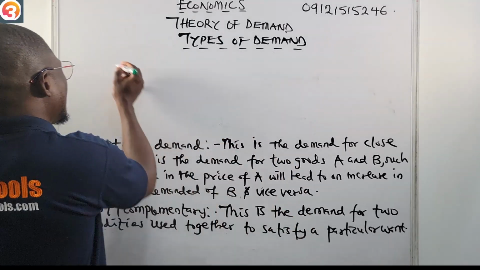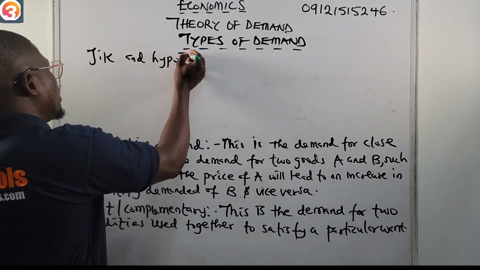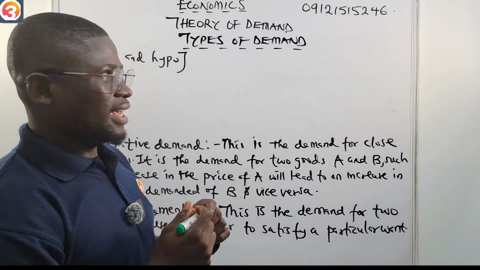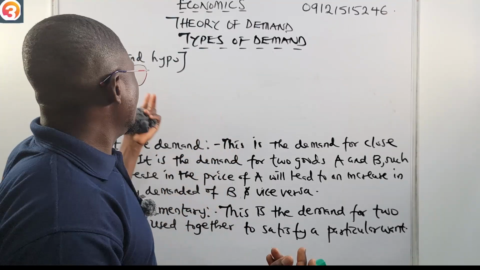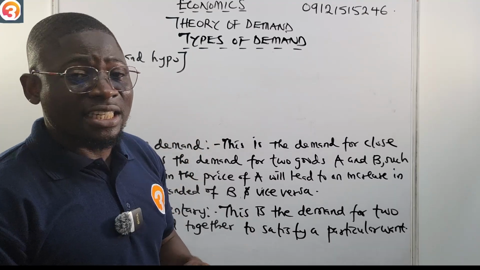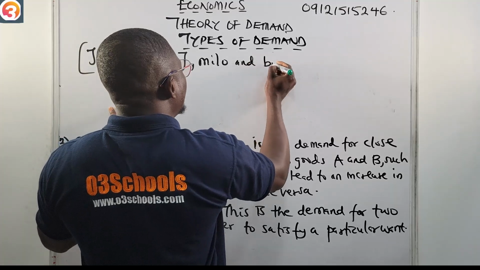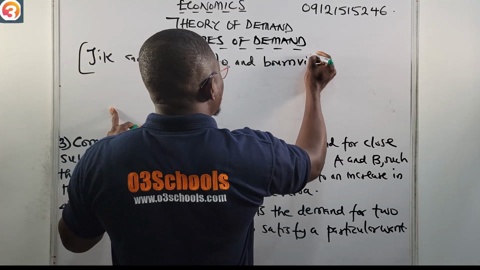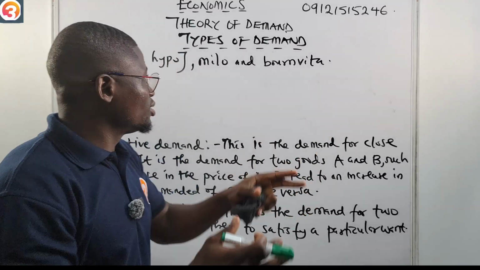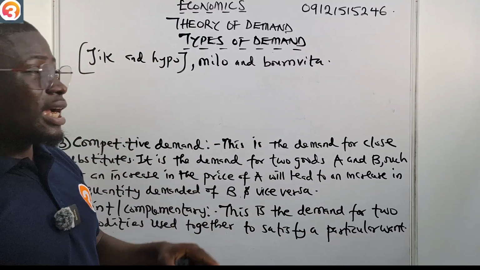An example is JIC and Hypo. Your JIC and your Hypo are an example of competitive demand. They serve the same function. If one is too expensive, you go to the other one. There are so many other examples, like Milo and Bonvita. These are goods that have close substitutes. So if Milo is not available, we can start to buy Bonvita. If there's no JIC, we can start to buy Hypo.